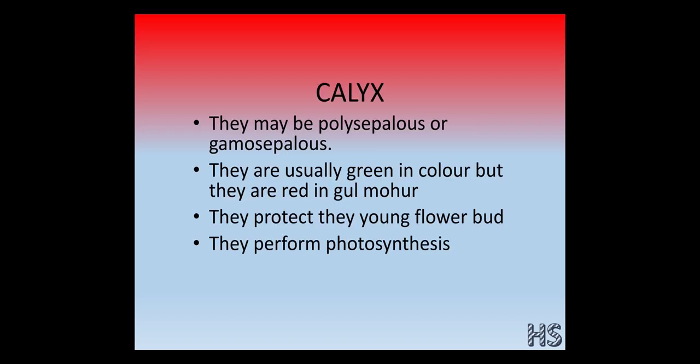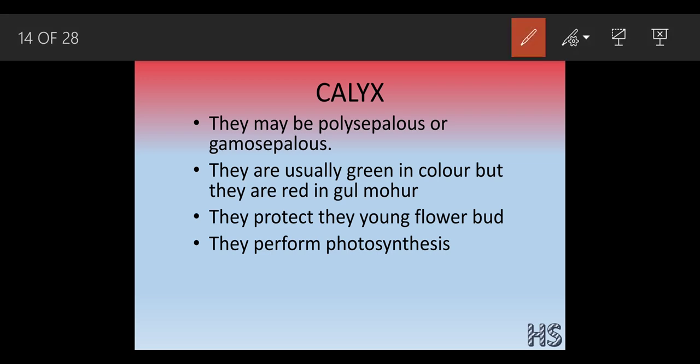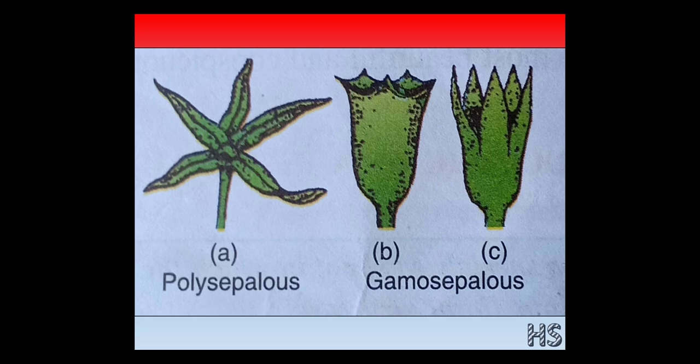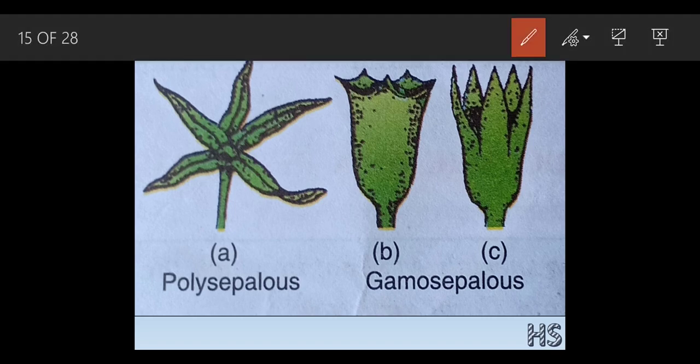Let's study first about the calyx part in detail. The calyx can be of two types. It could be polysepalous or gamosepalous. Usually calyx means 5. Why does it mean 5? Let's understand this with a perfect diagram. In this structure, this is polysepalous and this is gamosepalous.